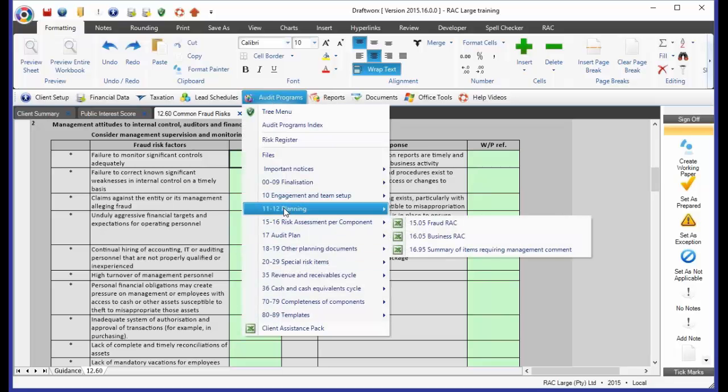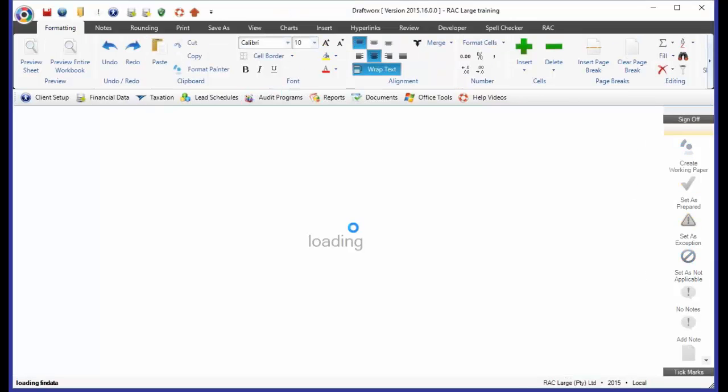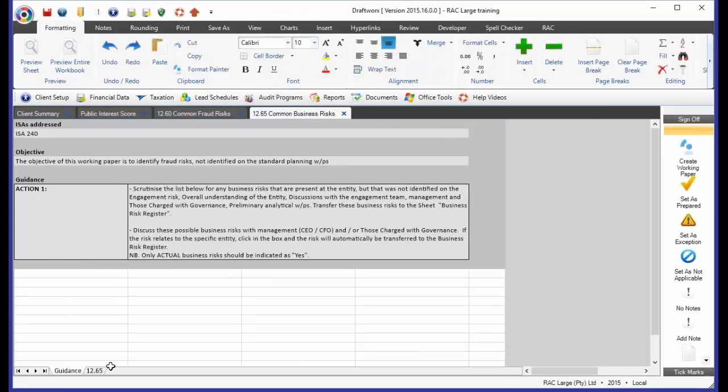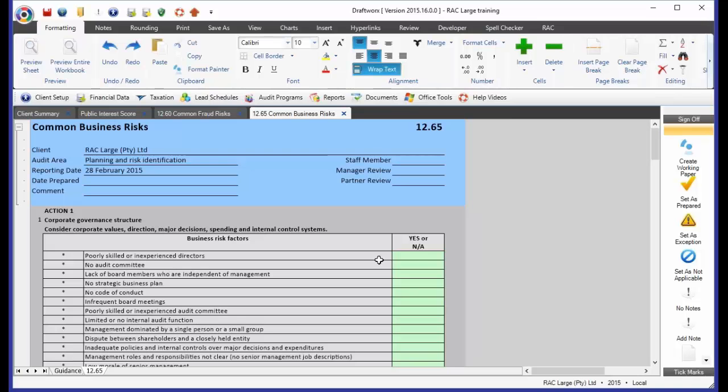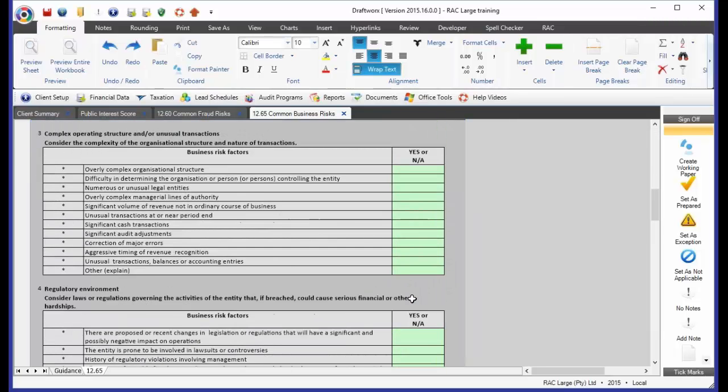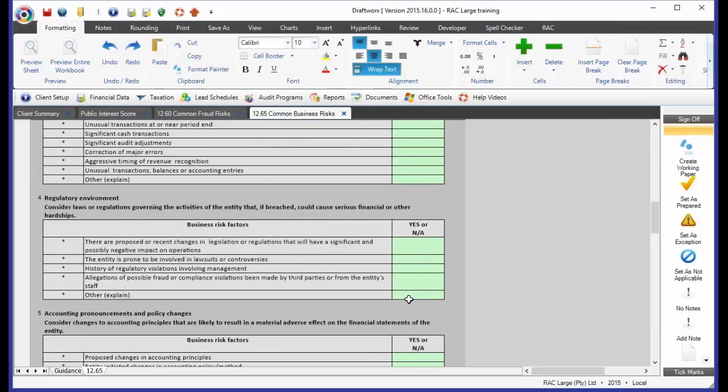If I also have a look at 12.65, it's very much the same. In this case, all we're doing is listing them, and you say whether or not this risk is applicable. A lot of ideas, but again, it's not a compulsory document. Use it at your discretion and as you feel is appropriate to your audit.